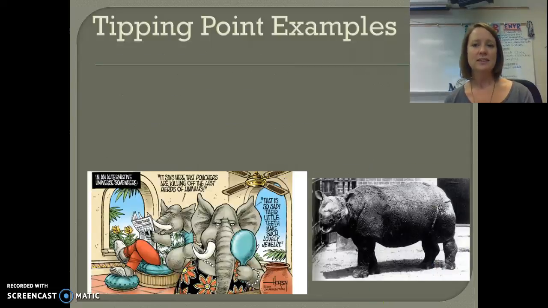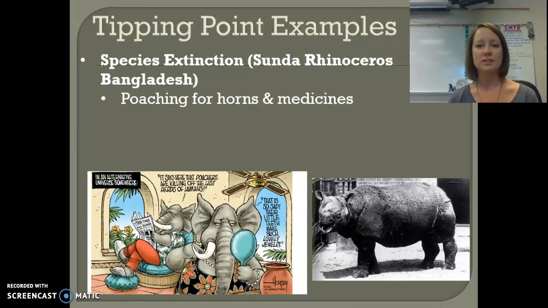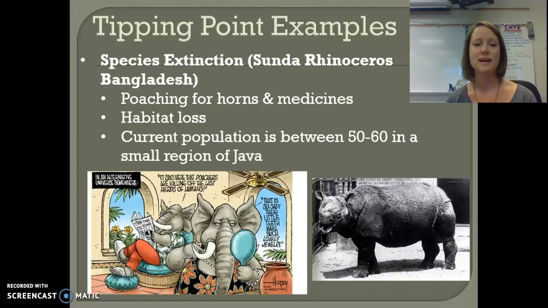Okay, and then the second example here is species extinction. So using this particular species of rhinoceros that lives in Bangladesh, they have been overhunted, they've been poached for horns and medicine. So in addition to that, habitat loss because of human destruction of their habitats has caused the population to significantly drop. There are only 50 to 60 left in existence.